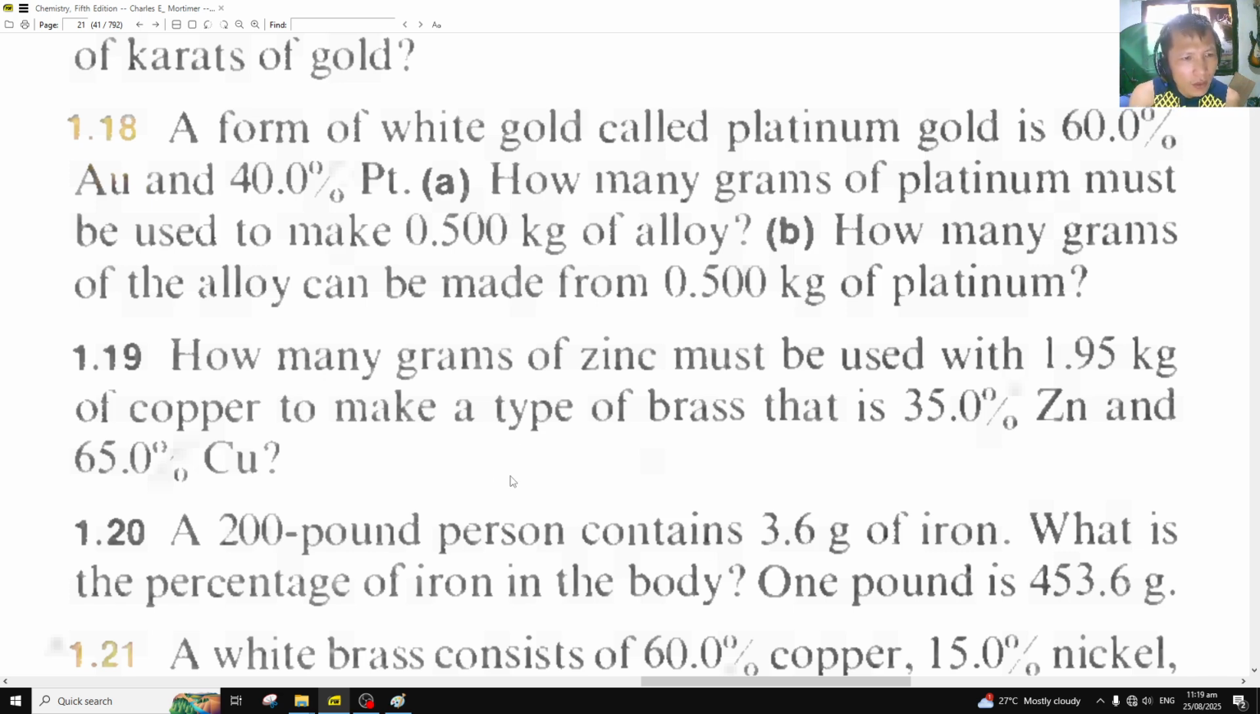So let's start to solve 1.19. How many grams of zinc must be used with 1.95 kilograms of copper to make a type of brass? So brass is an alloy. Alloy is a solution of metals in solid form. Usually, when we imagine a solution, it is in liquid form, where you mix things. But actually, that's the same concept with metals.